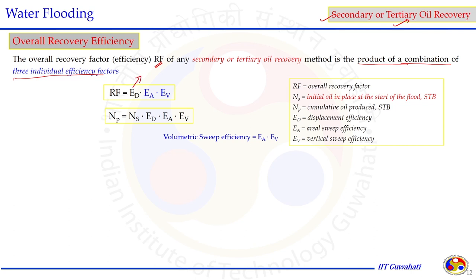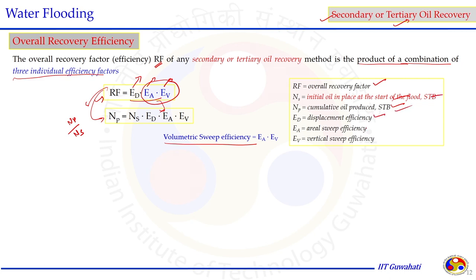What are those 3 individual efficiency factors? ED, EA and EV. EA and EV are collectively called the volumetric sweep efficiency. So in fact, RF is a product of ED and the volumetric sweep efficiency. RF is actually the cumulative oil produced divided by N_S, that is, the initial oil in place. So we can adjust this equation mathematically in the form of cumulative oil produced. Again, this part will remain the same here. So RF is the overall recovery factor, N_S is the initial oil, N_P is the cumulative oil produced, all measured at STB condition.